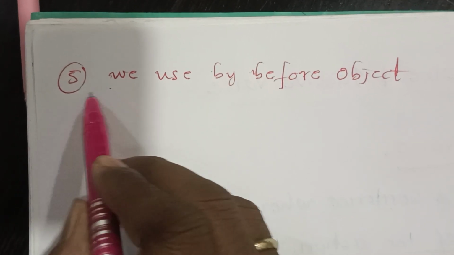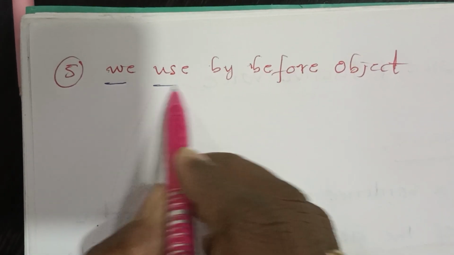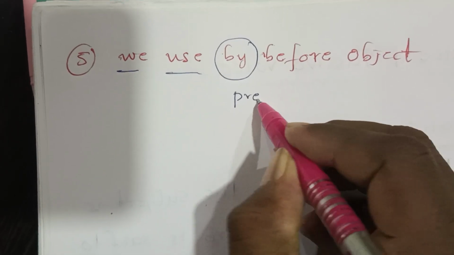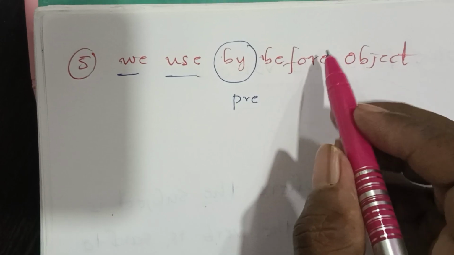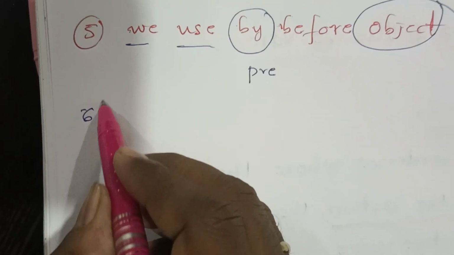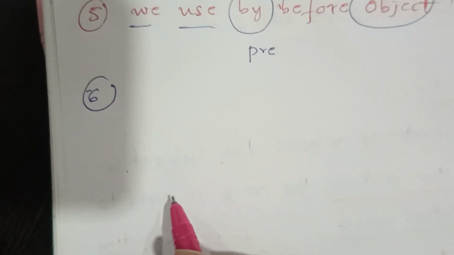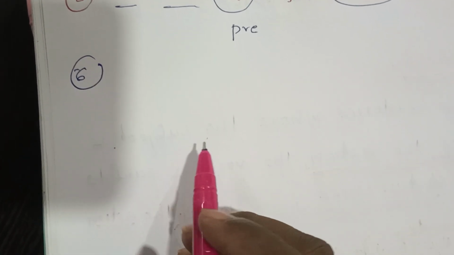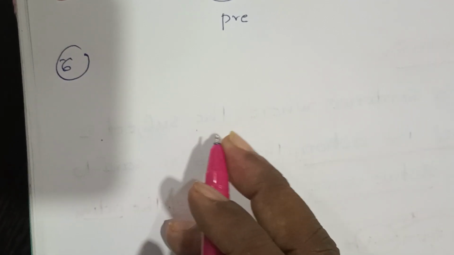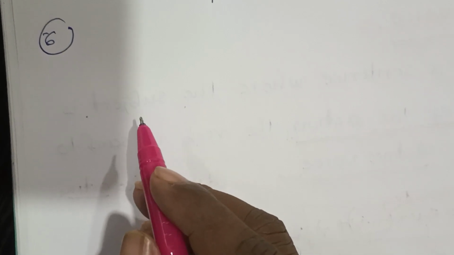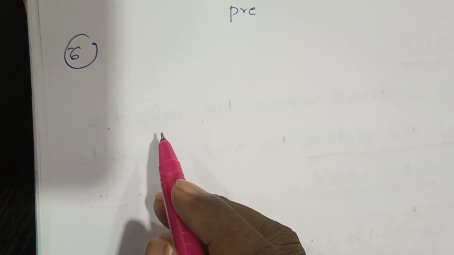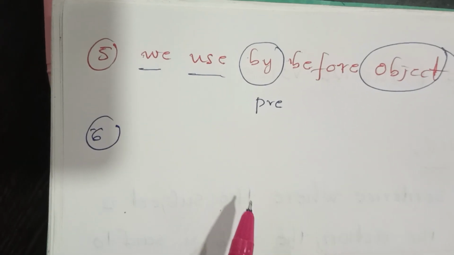The fifth point is we use the preposition 'by' in passive voice sentences before the object. Next, the sixth point is that active voice sentences should have an object, otherwise we cannot change the sentence into passive voice.